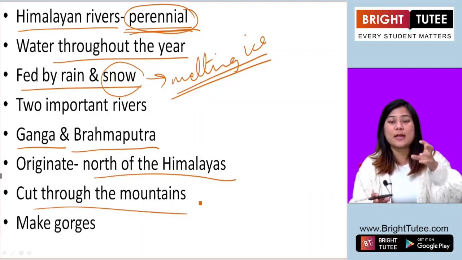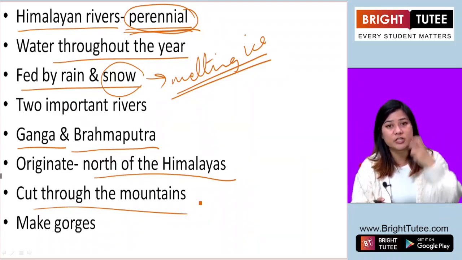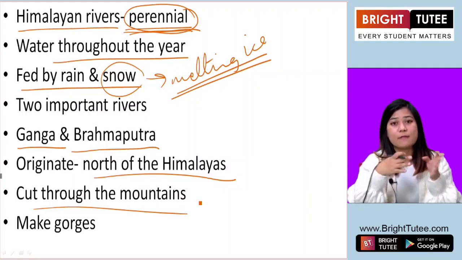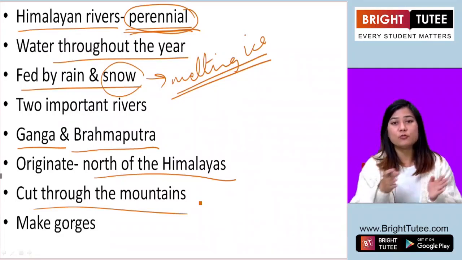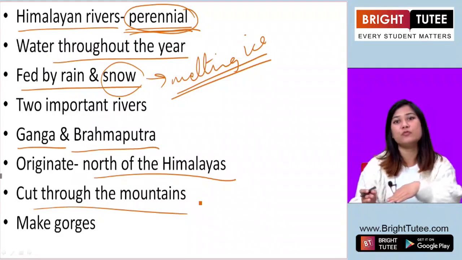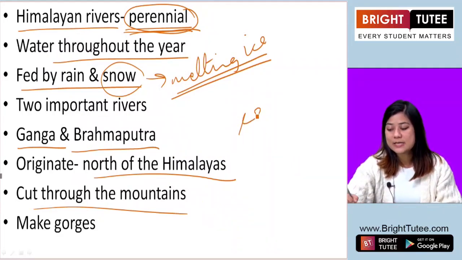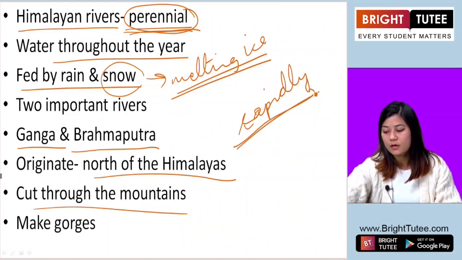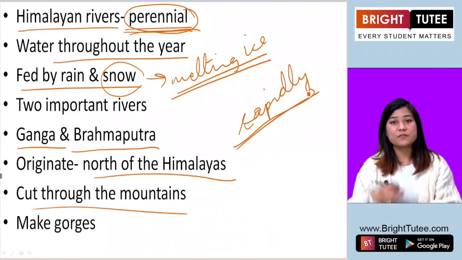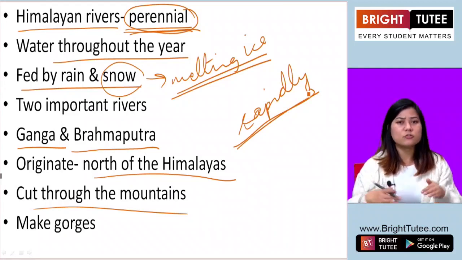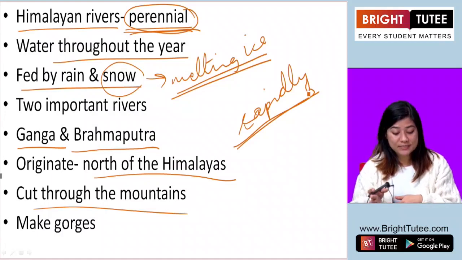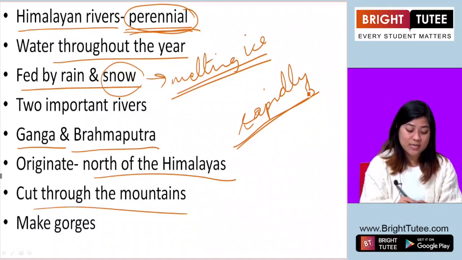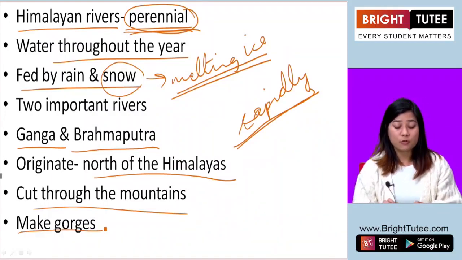So from the Himalayas they originate, and then they flow through the rest of the Himalayan range. They flow through the mountains. As they flow through it, they flow rapidly. Okay, rapidly means faster. Not slowly, they flow rapidly. And as they flow rapidly, cutting through the mountains, they form gorges.